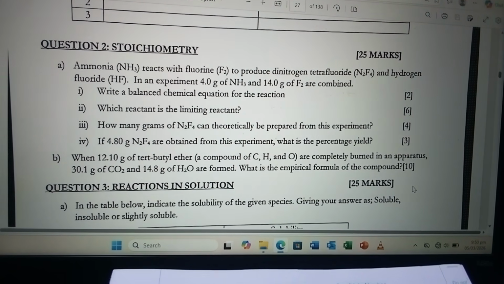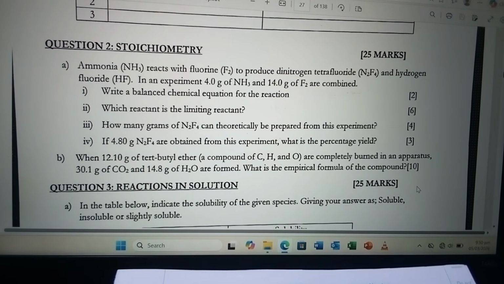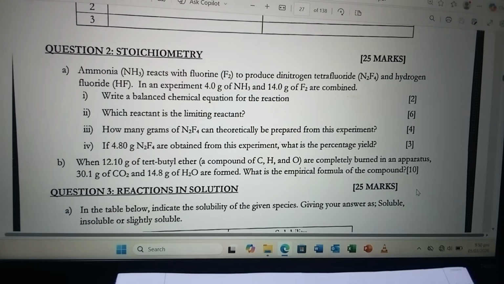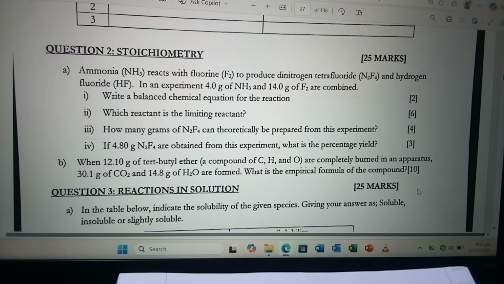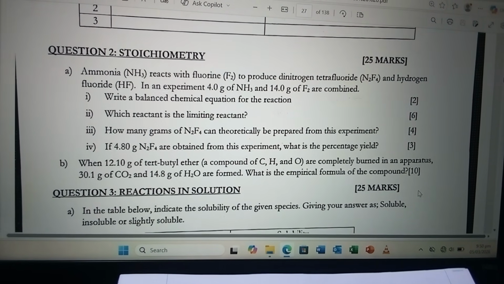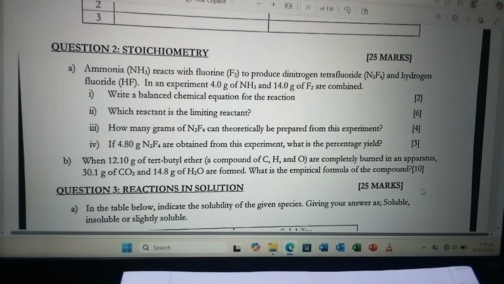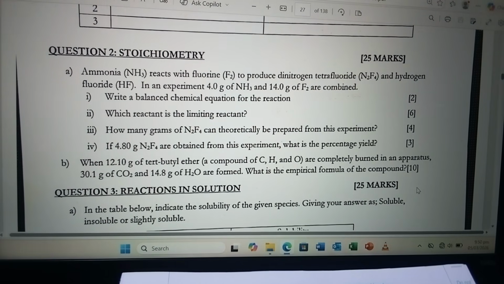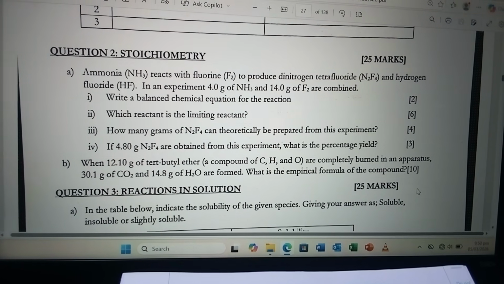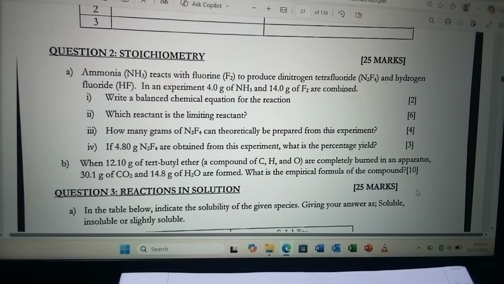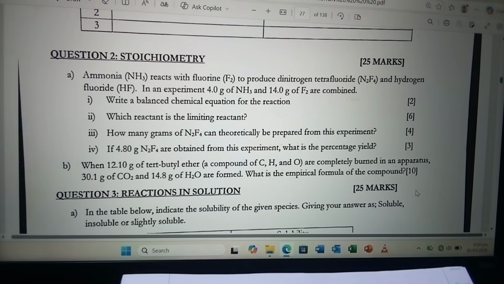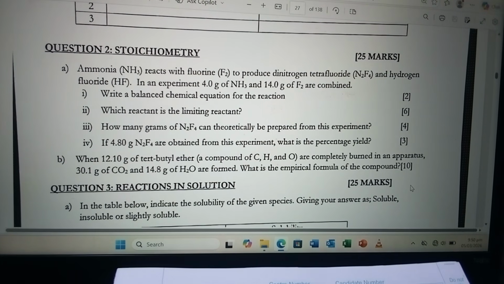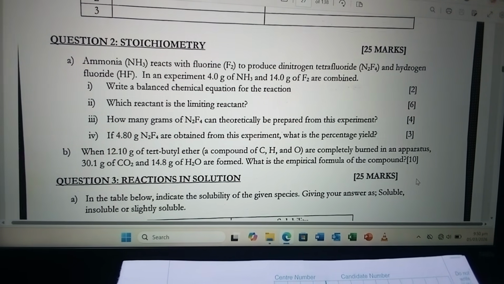So the question reads: when 12.10 grams of butyl ether, a compound of C, H and O, are completely burnt in an apparatus, 30.1 grams of CO2 and 14.8 grams of H2O are formed. What is the empirical formula of the compound?